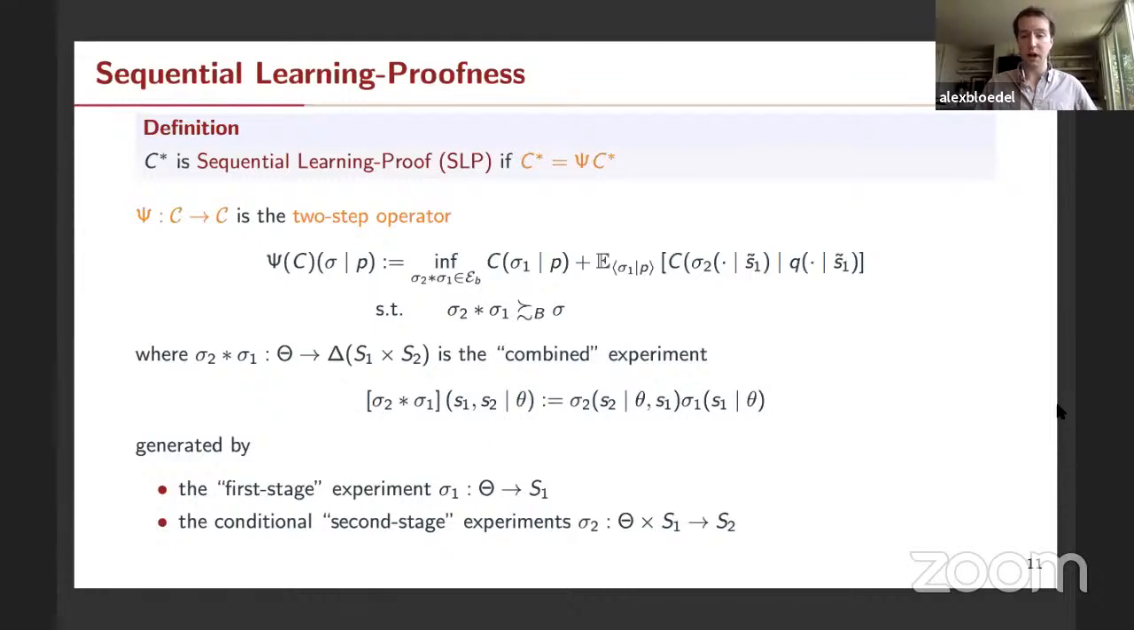psi, that maps cost functions to cost functions. And the way it works is as follows. You start with some target experiment sigma that you want to acquire. In a first step, you acquire first stage experiment sigma 1. You then observe the realized signal and update your belief accordingly. And contingent on that signal, you can also choose a second stage experiment. And this operator infimizes over all such two-step processes, subject to the constraint that the total amount of information generated by the two-step process is sufficient for the experiment that you want to acquire in the Blackwell sense. So basically, this is taking the lower envelope over two-step strategies, and sequential learning proofness just means that the cost function is a fixed point of this process.